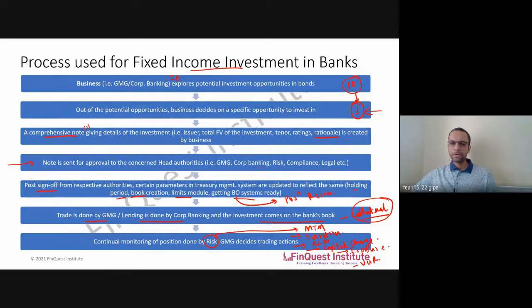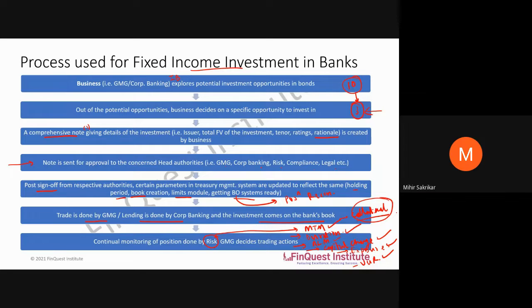So I would say from a risk perspective, these are 5 or 6 points which will be used. MTM we know, duration we know, ALM we have spoken briefly. Capital charge, exposure monitoring, value at risk, etc. we are going to study in detail in our subsequent classes.